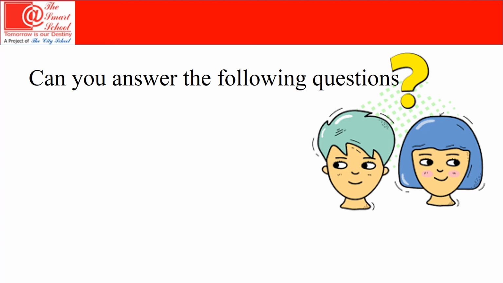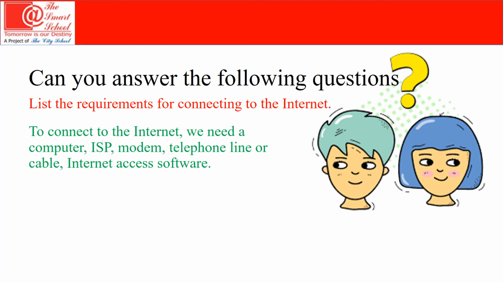Now students, let's see what we have covered till now in this video lesson. You have to write the answer of these questions and show them to your computer teacher. You can use your textbook as your helping guide. List the requirement for connecting to the internet. My students, I hope that you know the answer of this question. To connect to the internet, we need a computer, ISP, modem, telephone line, cable, internet access software.